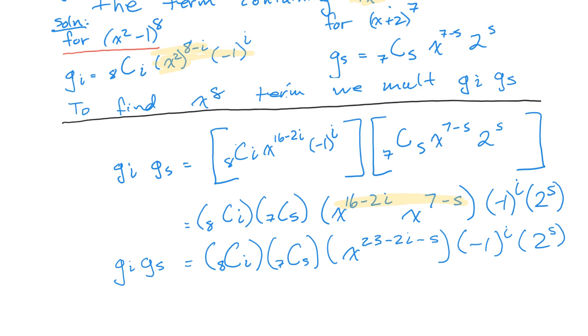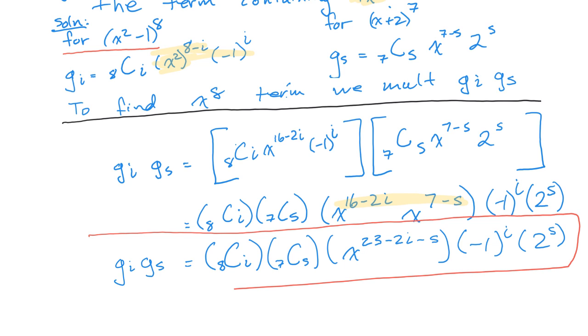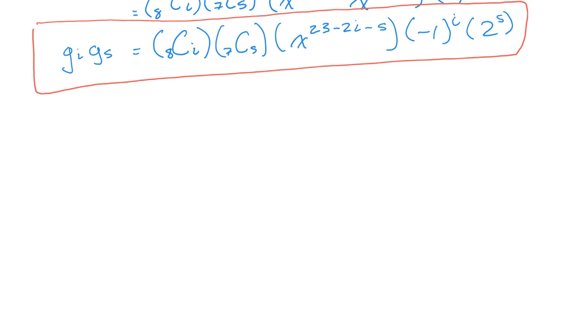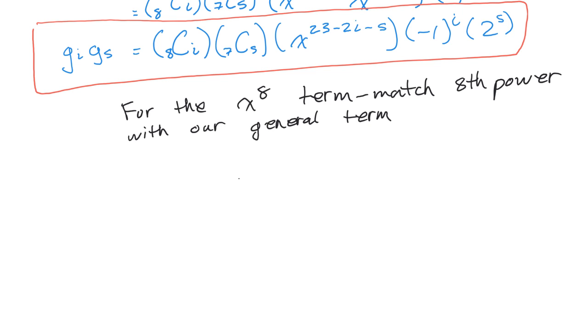The general term is given by this. But I want the x to the 8th term. For this, we have to be little geniuses. And this is what we're going to have to do. For the x to the 8th term, we need to match the 8th power with our general term that we have right here.